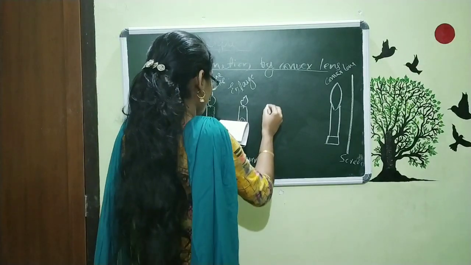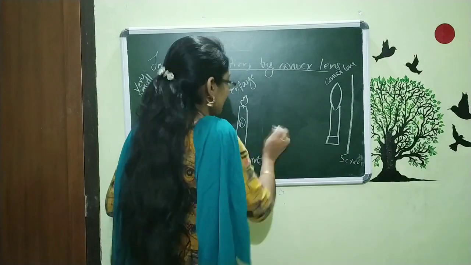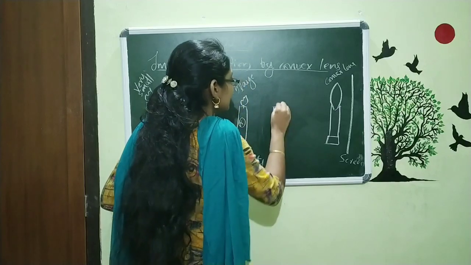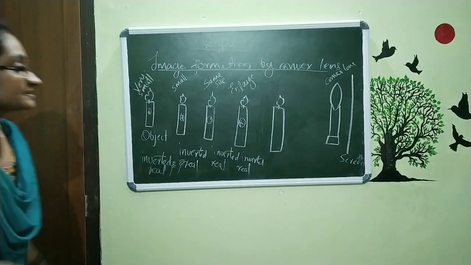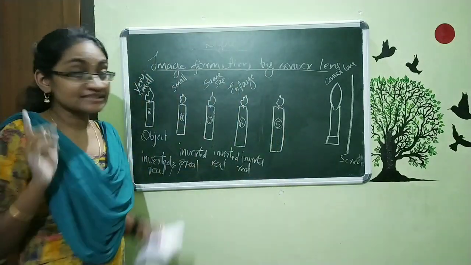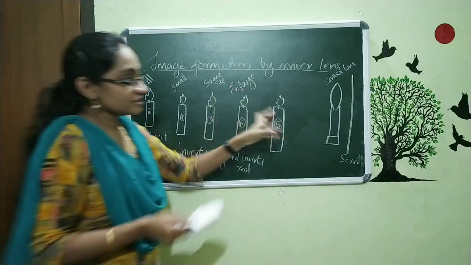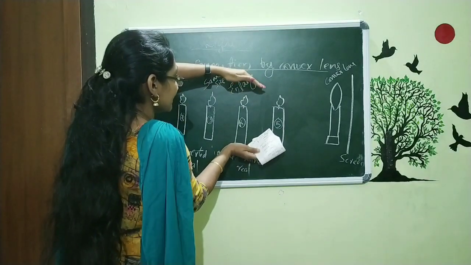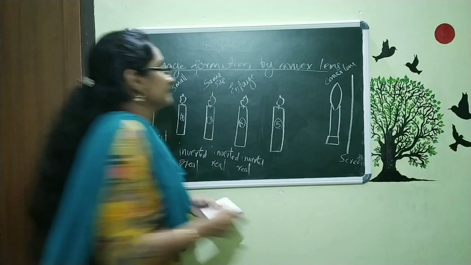Now, fifth position. We are again moving the candle near to our lens. Here, this is the fifth position. And when we are checking the size of the image, here you can see this is enlarged. Here it is highly enlarged. That means when our image is here like this, here you will get more bigger. That means highly enlarged.